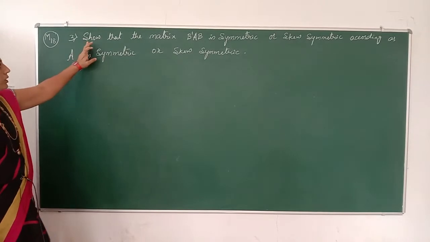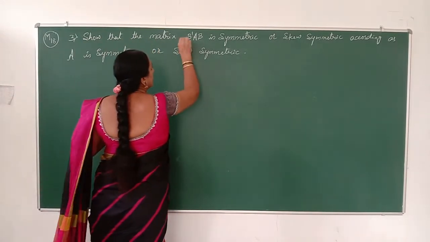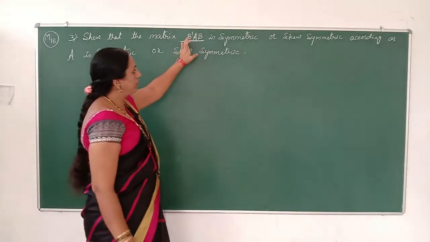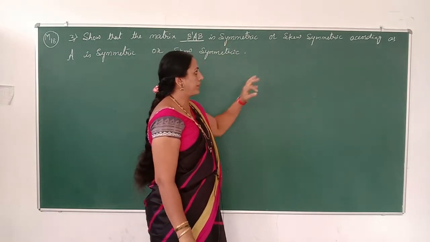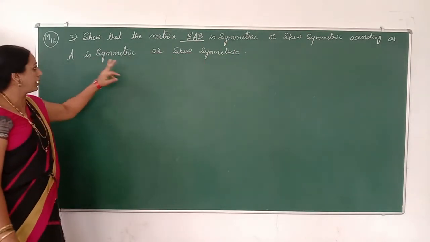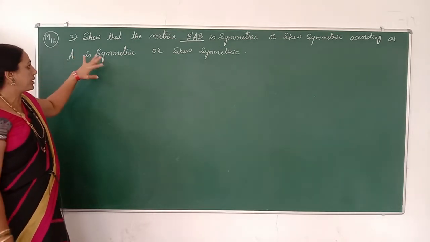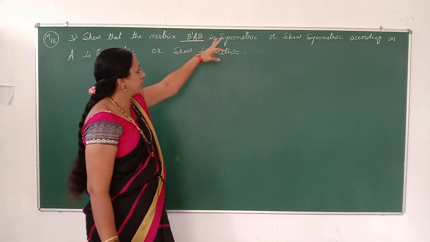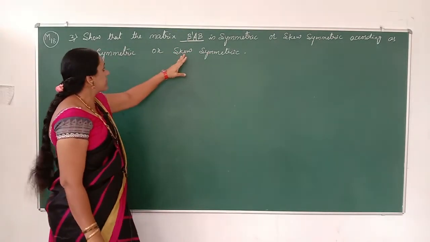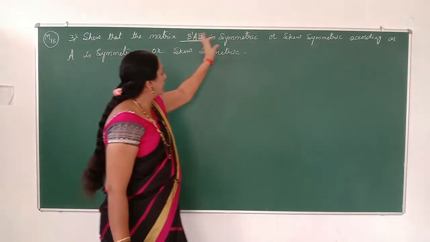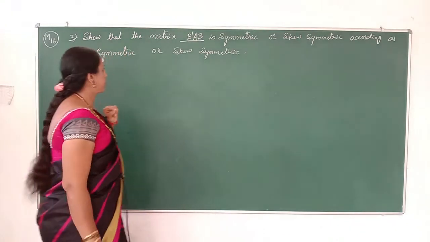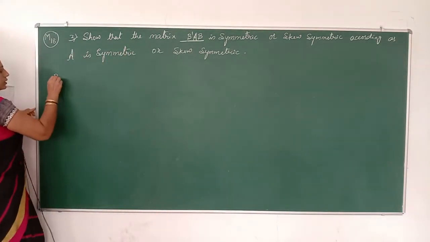Third one, show that the matrix B dash AB is symmetric or skew symmetric according as A is symmetric or skew symmetric. It means if A is symmetric, then we have to prove that B dash AB is also symmetric. Otherwise, if A is skew symmetric, then the given term is also skew symmetric.